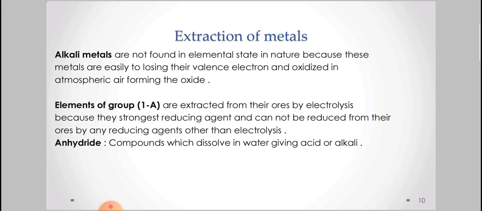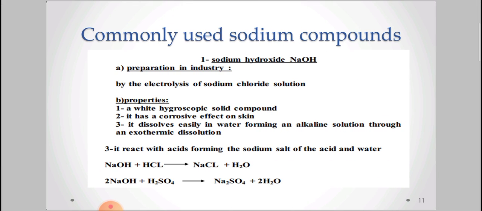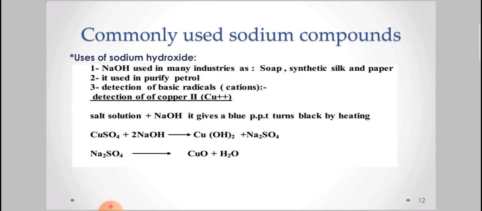Anhydride compounds dissolve in water giving acid or alkali. Commonly used sodium compounds. Sodium hydroxide. Method of preparation in industry: by electrolysis of sodium chloride solution. Properties: a white hygroscopic solid. It has a corrosive effect on skin. It dissolves easily in water forming an alkaline solution through an exothermic dissolution. Number 3, it reacts with acids forming sodium salts of acids and water, a neutralization reaction. NaOH plus HCl gives NaCl plus H2O. Use of sodium hydroxide: NaOH is used in many industries such as soap, synthetic silk and paper.